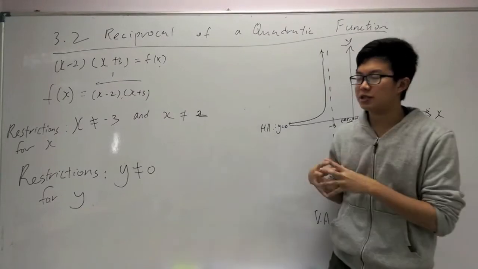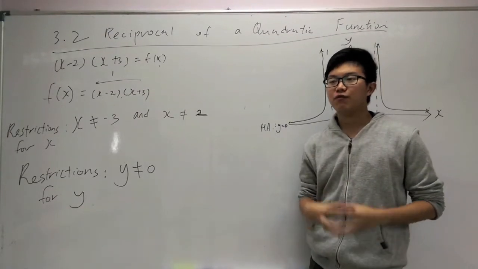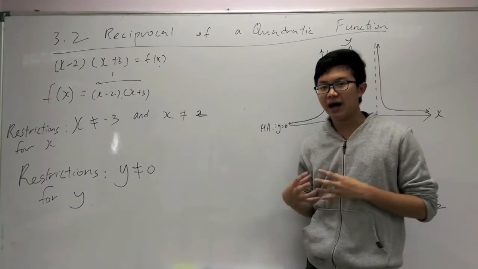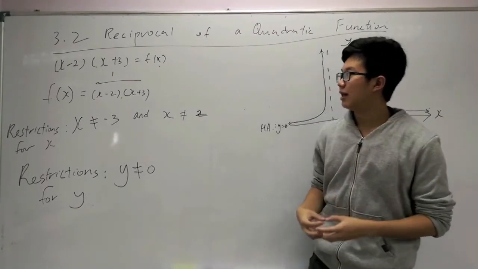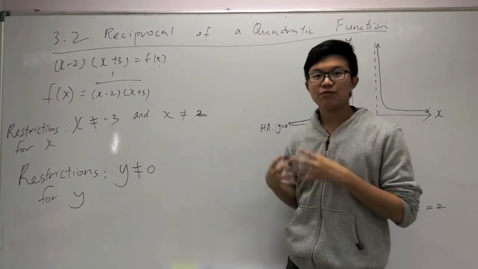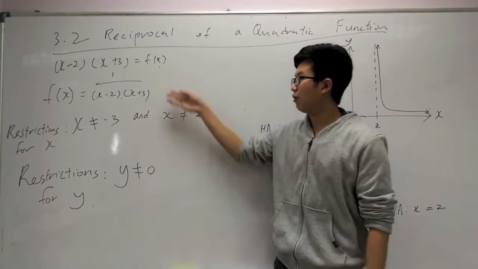Now we head into quadratic functions. The reciprocals of quadratic functions are similar to the linear functions. However, there are a few different cases. Like a quadratic function may have two zeros. That makes it have two restrictions for its reciprocal.